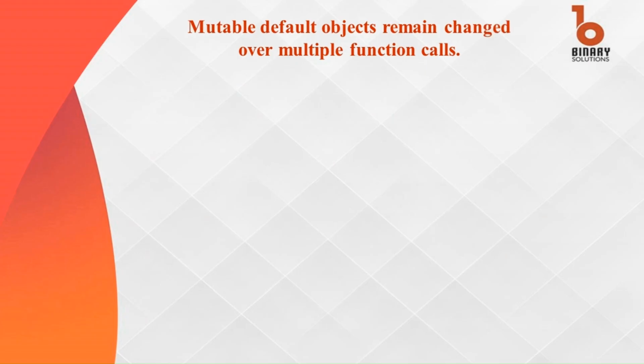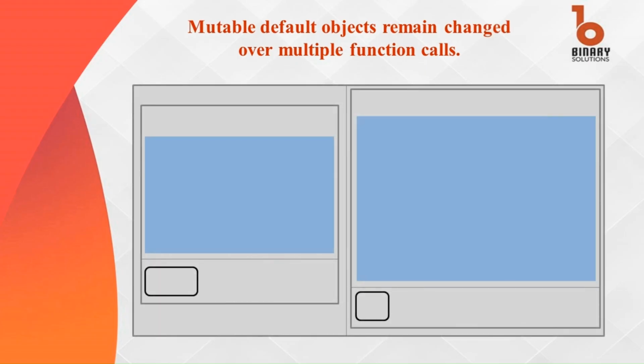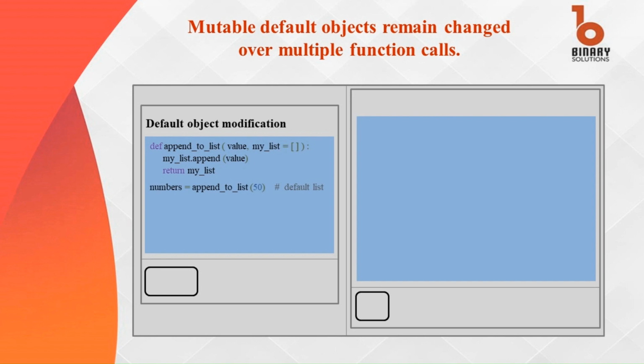This example illustrates how mutable default objects like lists persist changes across multiple function calls, and how to address this behavior. On the left side, the function append to list has a default parameter, my list, initialized to an empty list. When called without specifying my list, the function modifies the same default list in memory, resulting in cumulative changes. For example, calling append to list 50 appends 50 to the default list, producing 50, while the subsequent call append to list 100 appends 100, resulting in 50 100.